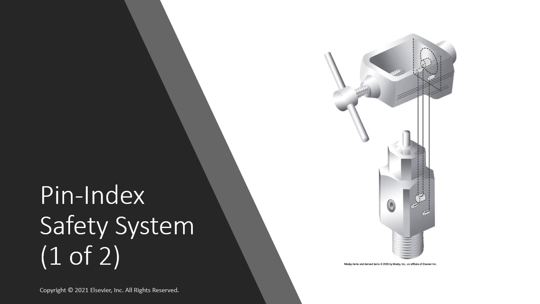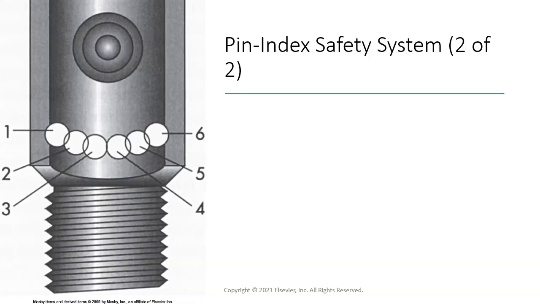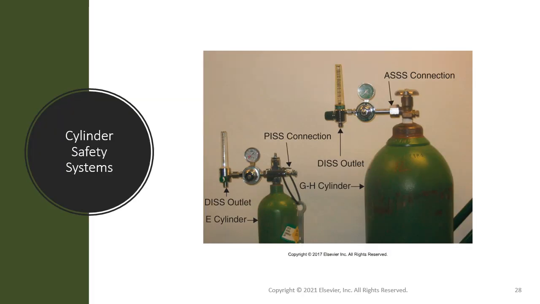Pictured here is the pin index safety system for oxygen at the 2 and 5 position. Pin index safety system positions 1, 2, 3, 4, 5, and 6. Pin index safety system, diameter index safety system, and American Standard Safety System are all pictured here.